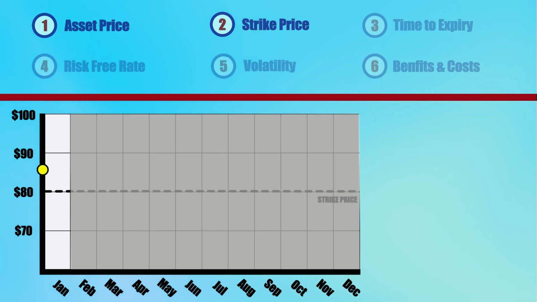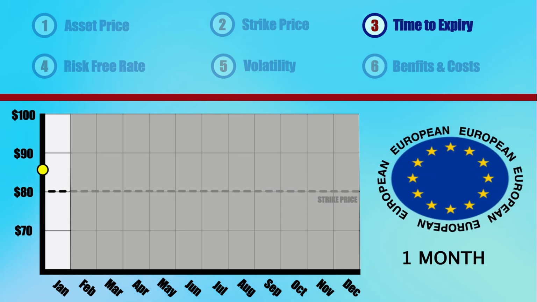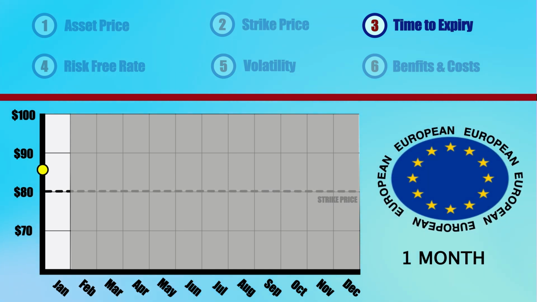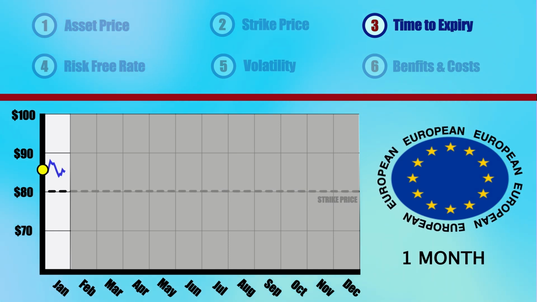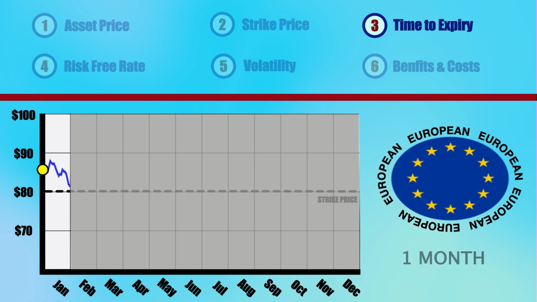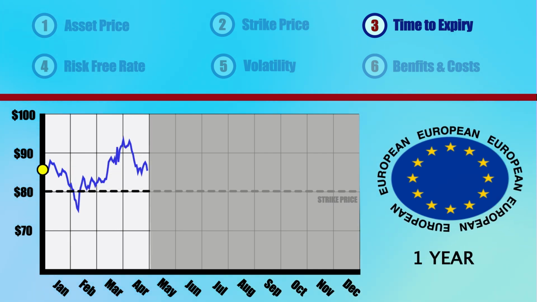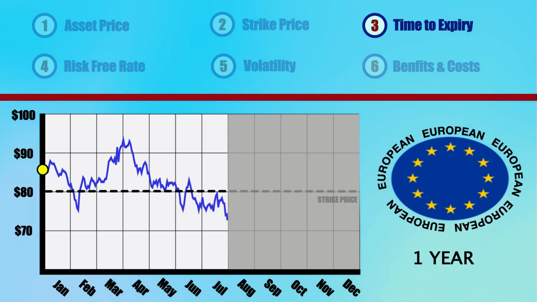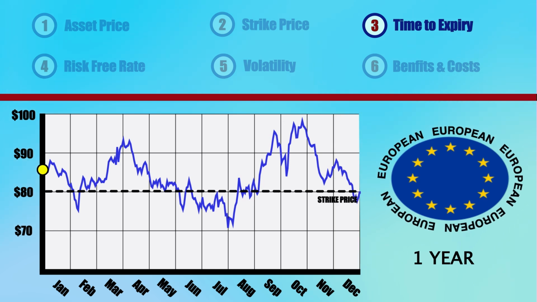The next factor relates to time to expiry. Generally, the longer the time to expiry, the more value the option has. But why is this? If we take a European call option that expires in 1 month, then there is a significantly shorter time for the price to move when compared to an option that expires in 1 year. Given that there will be more uncertainty on the asset price in 1 year compared to 1 month, the time to expiry will impact the value of the option.